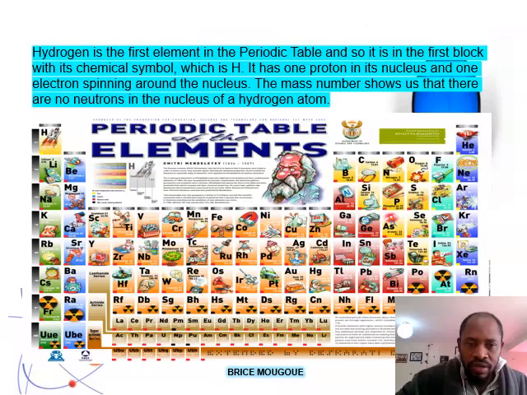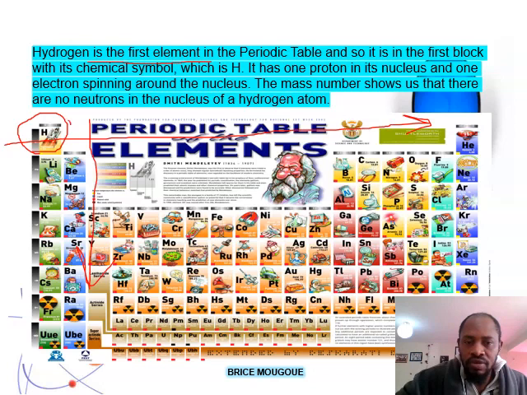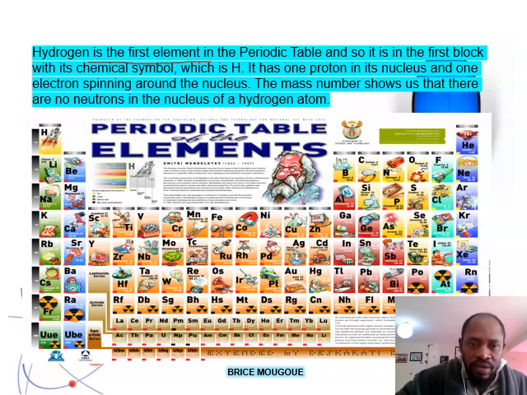So this is the periodic table. We will see hydrogen is here at the top left, and it is the first element in the periodic table because we start reading the periodic table from left to right and from top to bottom. So when we merge those two directions, hydrogen stands out as our first element in this periodic table, and it has its symbol, which is represented by the capital H that we have here for hydrogen.